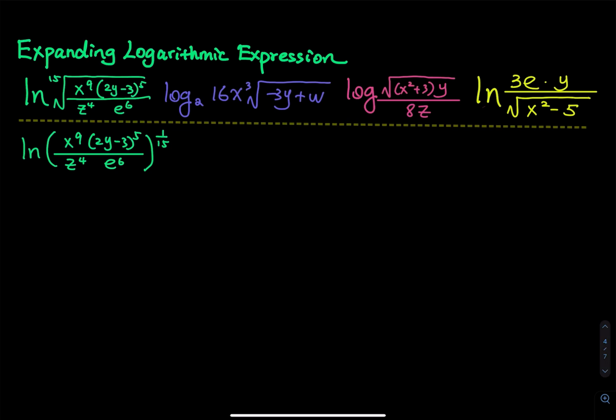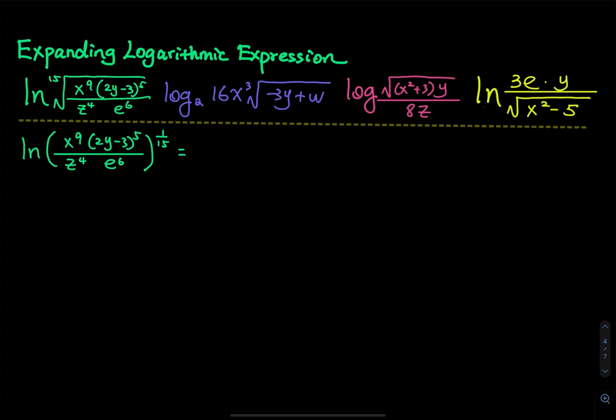Expanding logarithmic expressions. I gave you 4 logarithmic terms, one in each color. What I would like you to do is expand each single term as much as you can. So the first one, you have a 15th root. The 15th root is 1 over 15 power. And then according to the power rule of ln, we can bring the power down to the front.